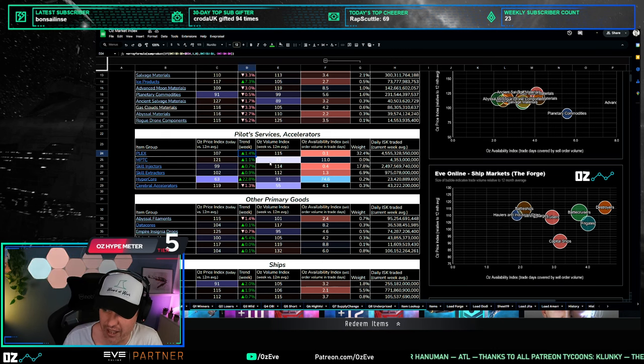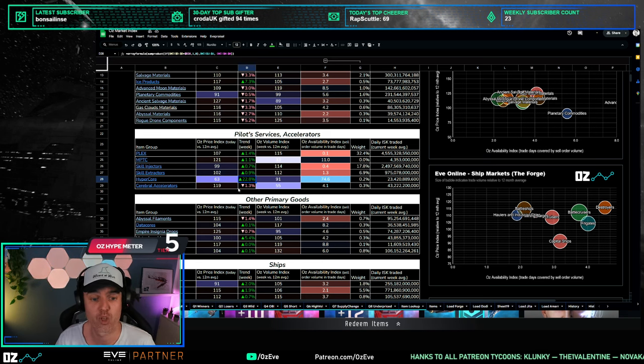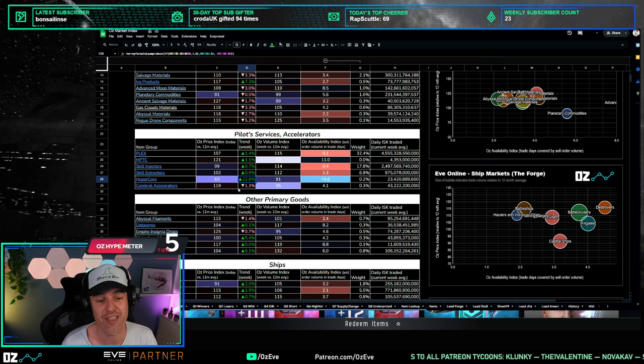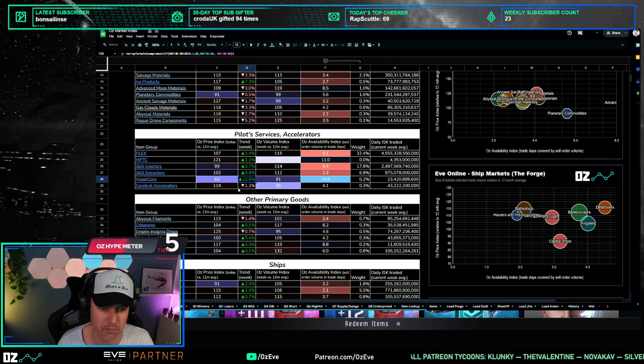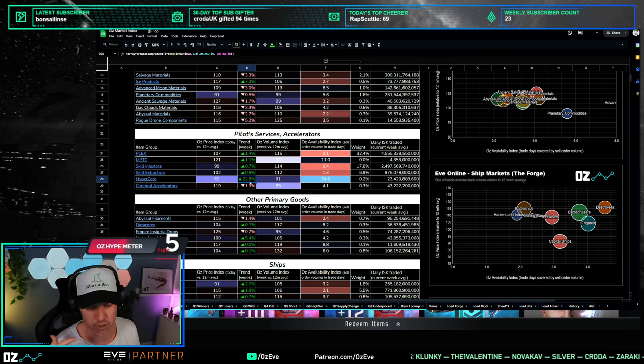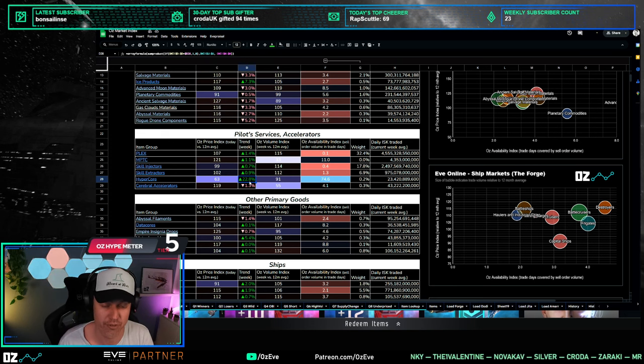And we also have skill injectors and skill extractors going up. They usually go hand in hand, so that makes sense. And then, of course, we have the Hypercores going up 22%. But remember, they went down 50% last week because there was a 50% sale on them in the New Eden store. So this is just the market coming back a little bit. Overall, they're still 30 to 40% under 52-week average.